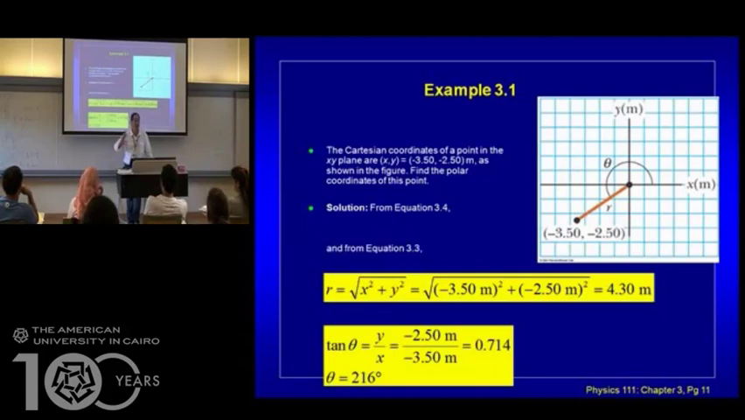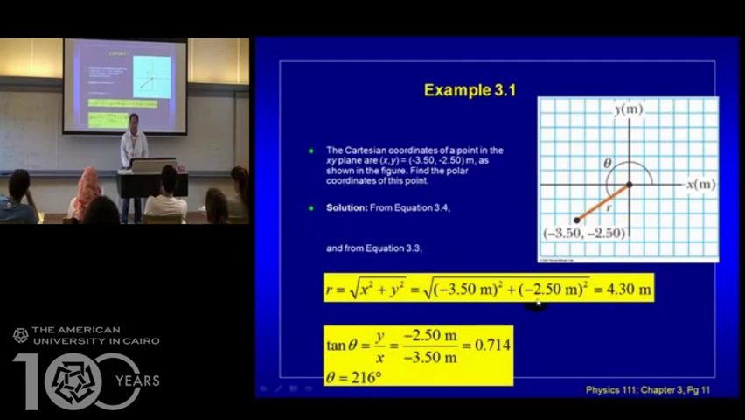R is easy. It's the square root of x squared plus y squared, and that's why if you have a negative sign, you will get rid of it because of the square. Then we can calculate R. It's the length of that vector. It's 4.3 meters if you plug in the numbers for x and y.